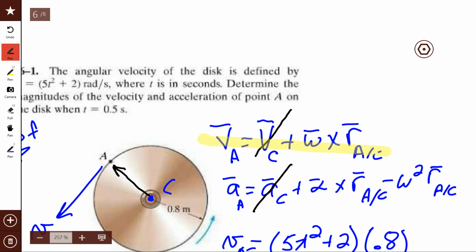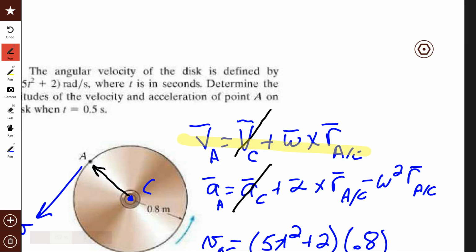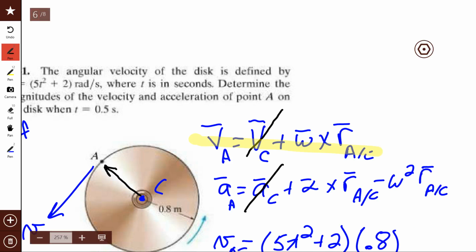So what are you going to do about this guy that's in the yellow? What do you know? Omega? Right, omega is given. What about the R? Do you know the angle so that you get the I's and the J's? No. Okay, remember there are two kinds of problems that I'm going to introduce you to.